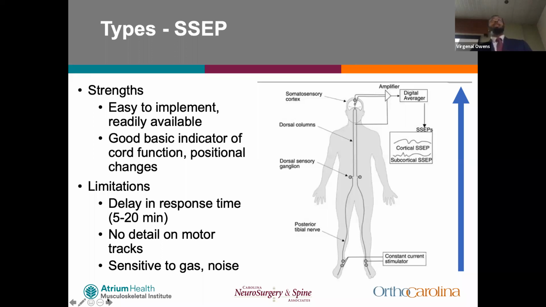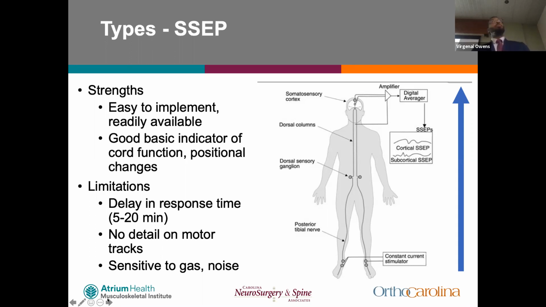The limitation is that there's a delay in response time. There's actually an averaging system in the machine where you get the signals and it has to average out the response. So you can have an injury to the cord, and you sometimes can have a delay in the response time up to 20 minutes. So you can have an irreversible injury before you even know it.